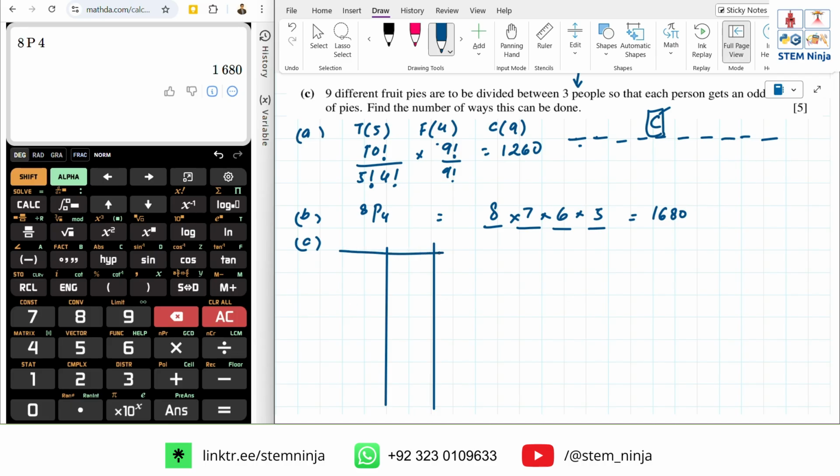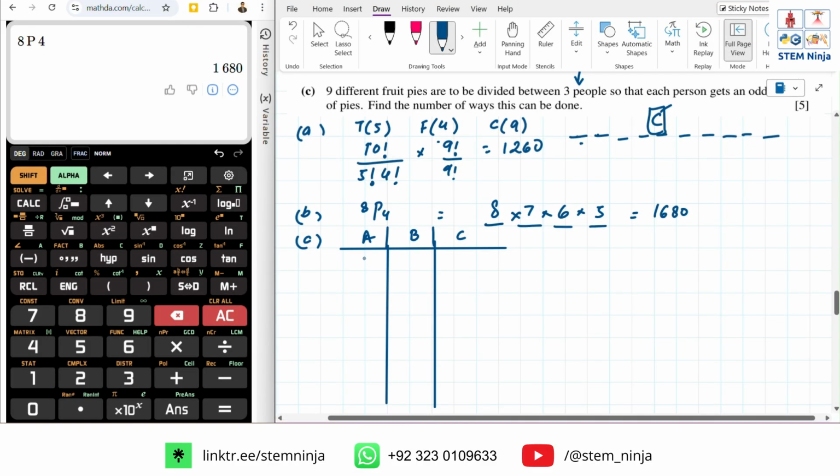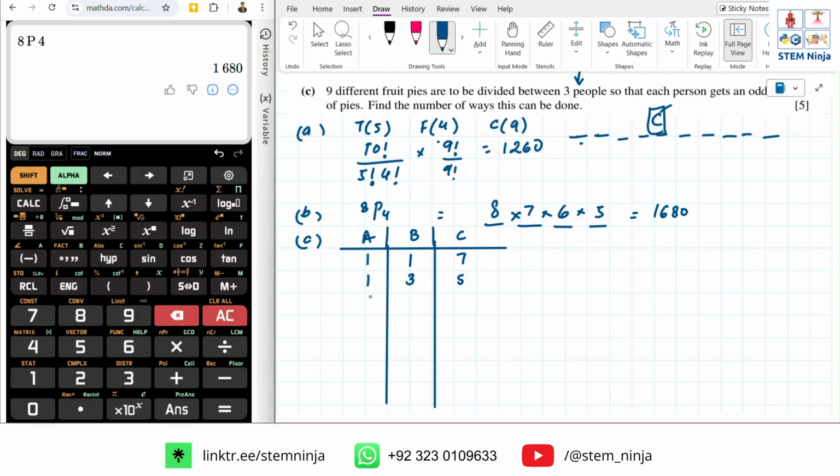We have 3 people, so let's say person A, person B, person C. So the choices would be, for example, 1, 1, 7. We increase the B one by one. So 1, 3, 5, then 1, 5, 3, 1, 7, 1.